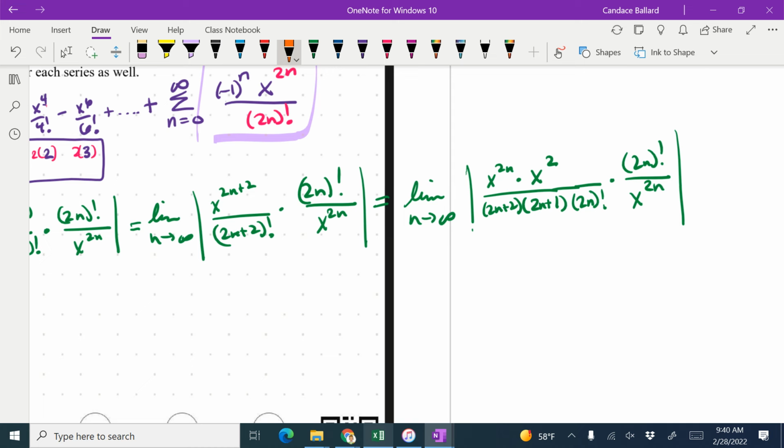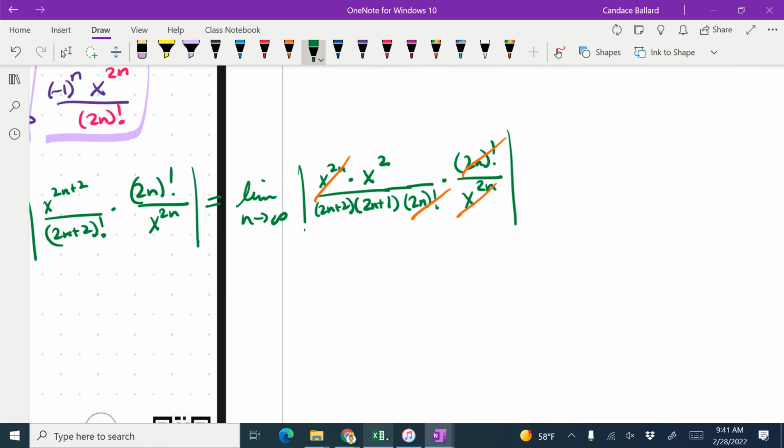Okay, what cancels? x to the 2n, what else? 2n factorial, perfect. All right, so I'm going to write down what I have left, okay? And I know I'm using a lot of steps for this one, but I'm making sure we're understanding every single little part. So limit as n approaches infinity. I'm going to write it as x squared times 1 over 2n plus 2 times 2n plus 1.